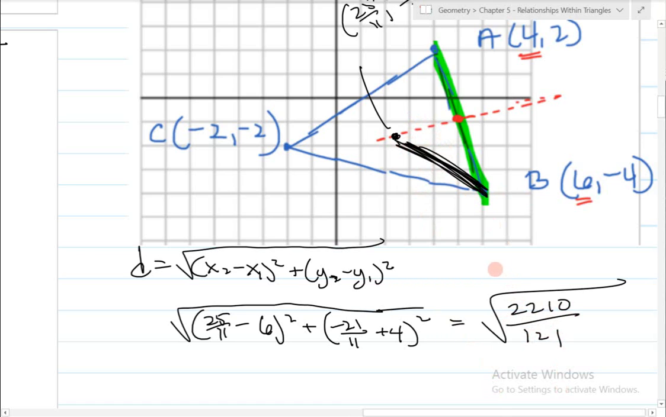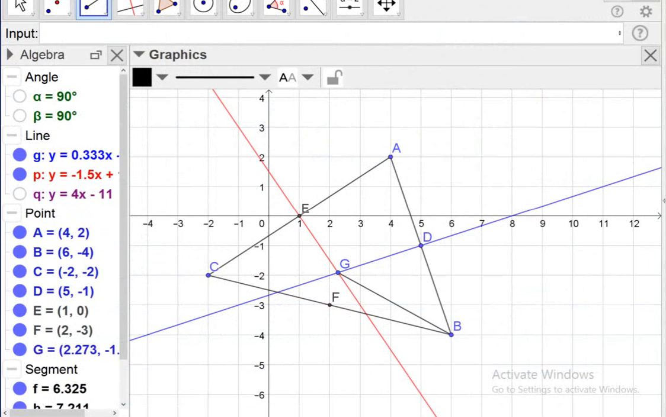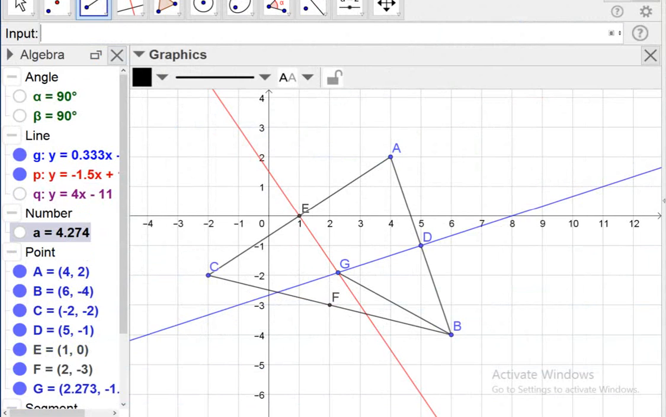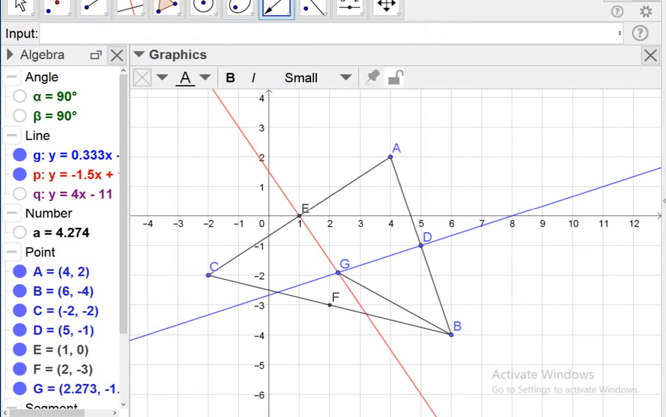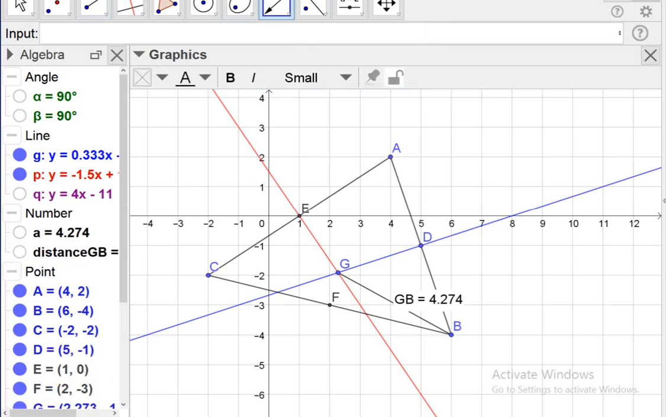Does that make sense? Okay, let me double check this in GeoGebra real quick. If I go square root 2210 over 121, it gives me that number, 4.274. If I ask it to measure that distance G to B, 4.274, right?